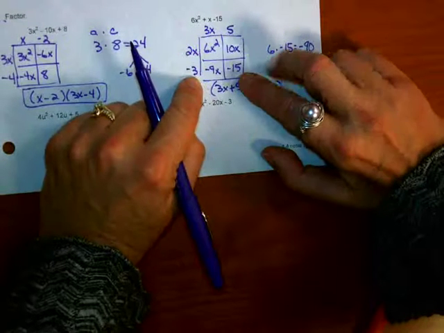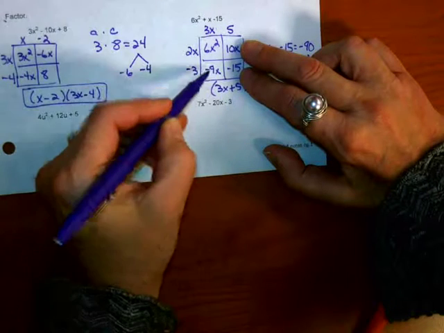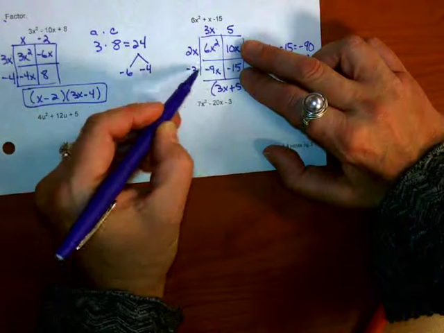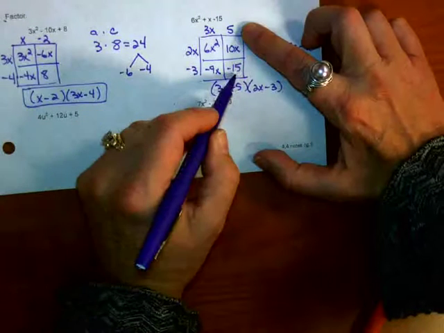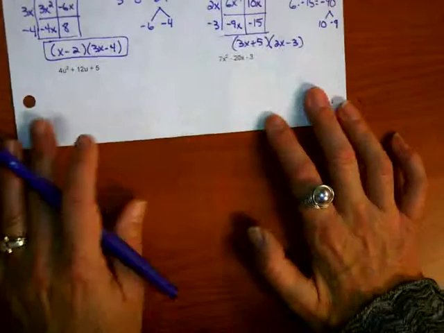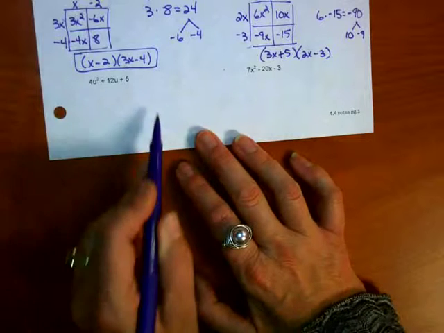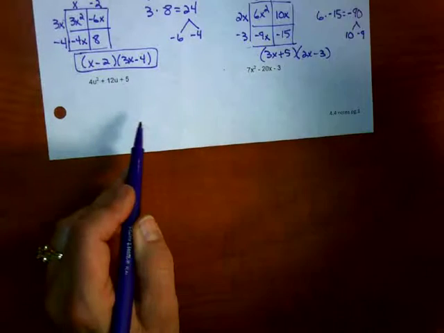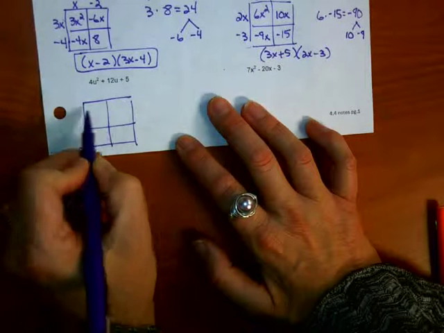But down here, we had 3x, right? And what do we multiply 3x by to get negative 9x? This has to be negative 3. And then these two end up equaling that. We'll look at some more, okay? All right, try this one on your own right here, okay? Try it on your own.